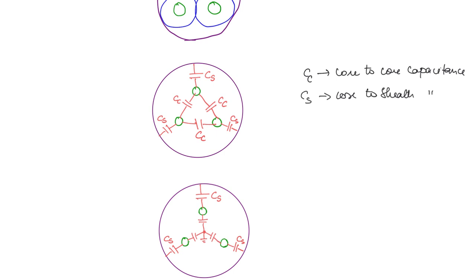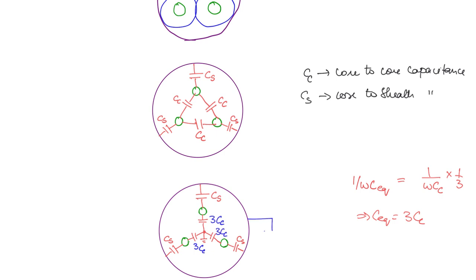Whenever you convert from delta to star of equal reactances, what is going to happen? The reactance will become 1 by 3rd, right? Now here what is the reactance? 1 by omega C. So 1 by omega C equivalent will be equal to 1 by omega Cc into 1 by 3, 1 by 3rd of this capacitor in each of the lines in delta configuration, right? So from here you get C equivalent is equal to 3 times Cc. Okay, so here you can write 3 Cc, each of the capacitances.